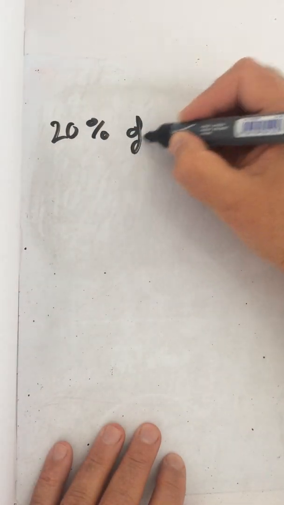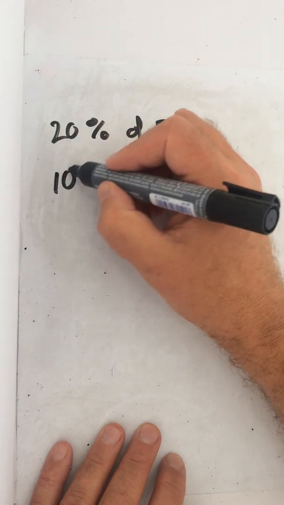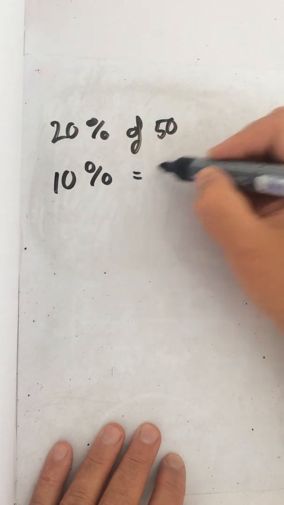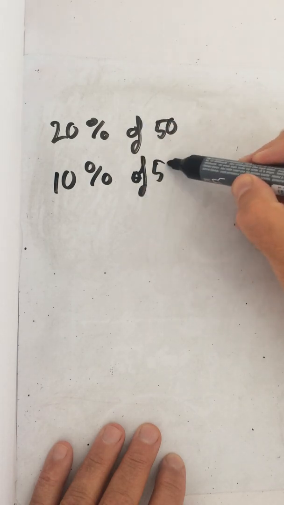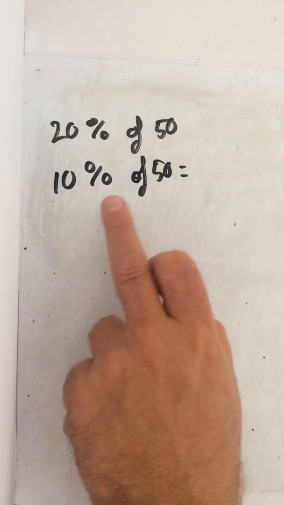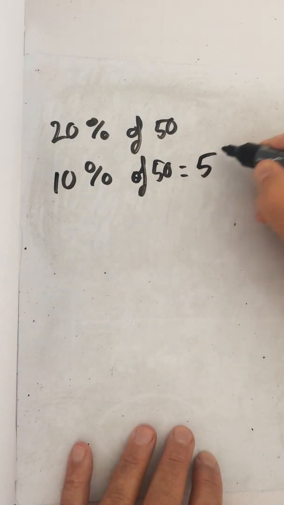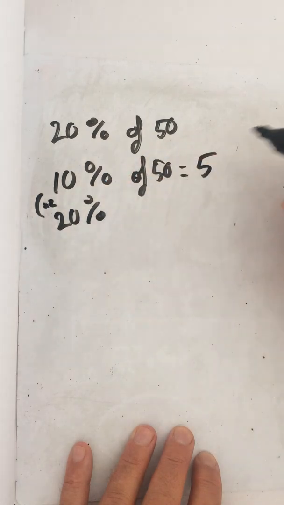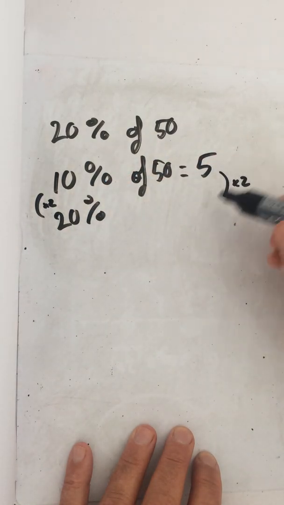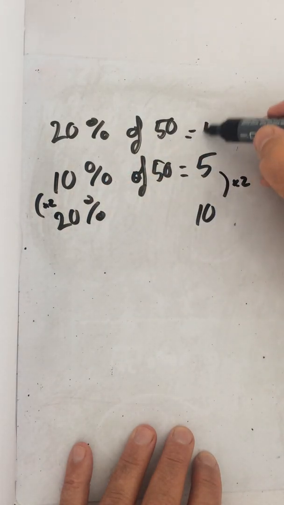20% of 50. First of all, I find 10%. 10% of 50 is 50 divided by 10, which is 5. To find 20%, I'm timesing by 2, aren't I? So I times that by 2, so it gives me 10.